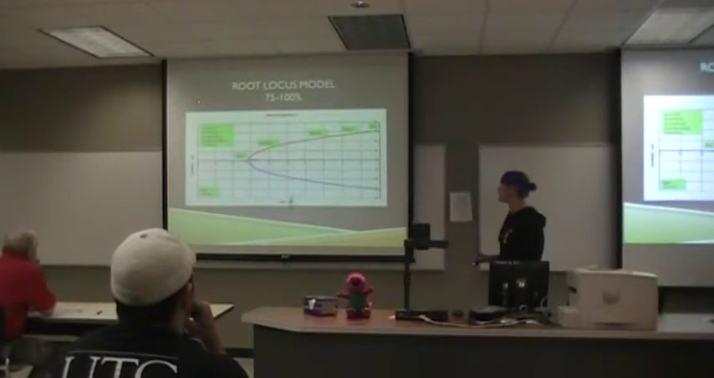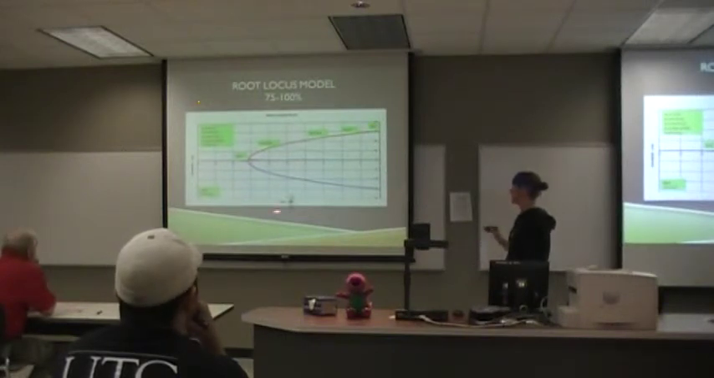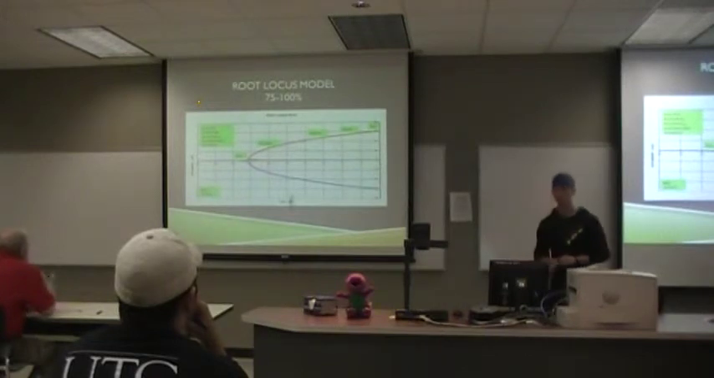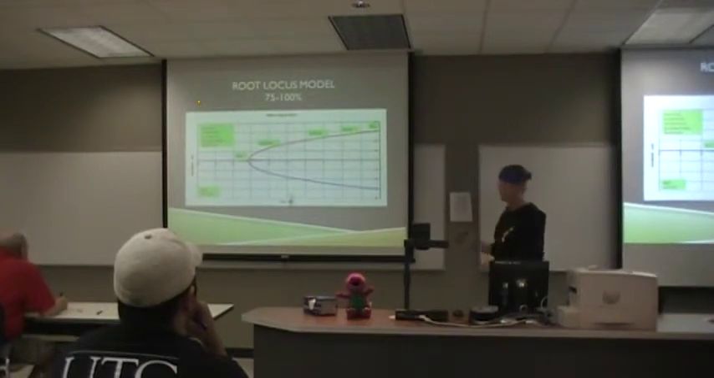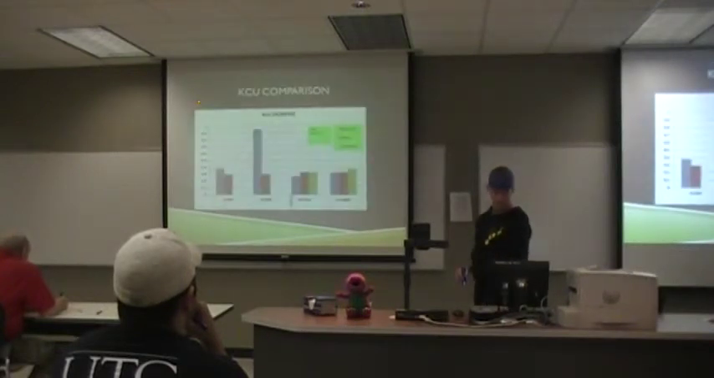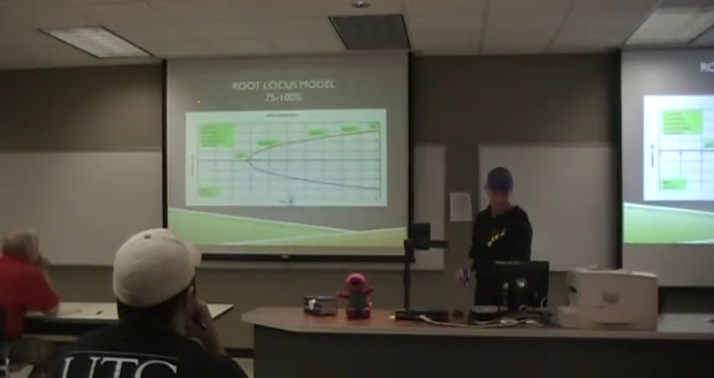And this is what we consider to be the best representation for our whole system. It was taken from the sine experiments in the Bode plot, and they range from about 0.023 to 0.31. Excuse me, that was for the 75 to 100% range, my bad.